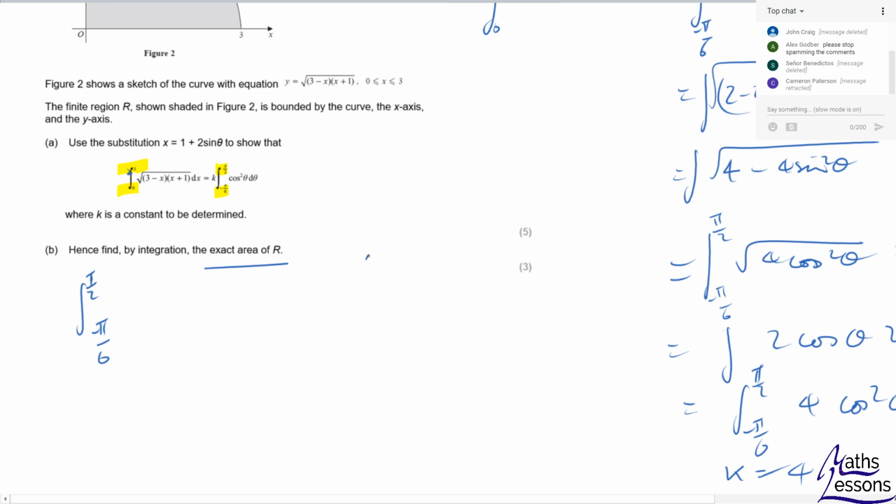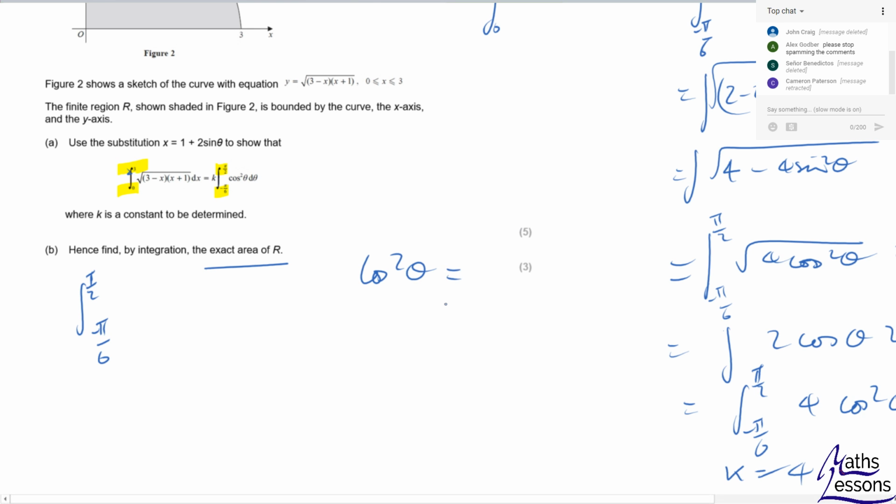Now, cos squared theta, a lot of people make the mistake of jumping to cos cubed theta. Well, it's not a reverse chain rule, because remember, with reverse chain rule, the cos will differentiate to give you sine theta cos squared theta times by 3. And we don't have that sine theta, so we can't do this with a reverse chain rule. So we need to use a double angle formula.